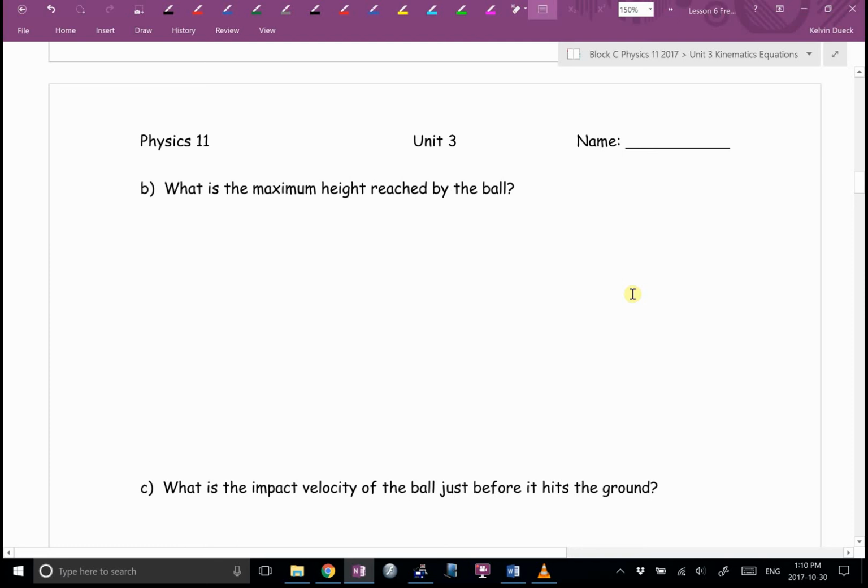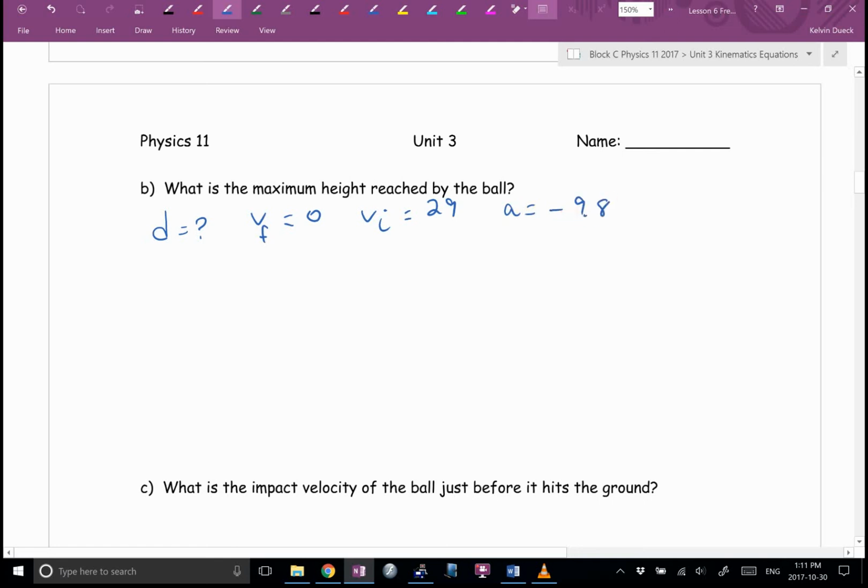B. Hannah, what's B want me to find? Which variable was the height? Because we don't have an H in any of our equations. D. Okay. Did you all just turn the page? Yes? Then let's relist our data. What was V final at the top for a split second? 0. And V initial was 29. What else do I know? A equals negative 9.8.